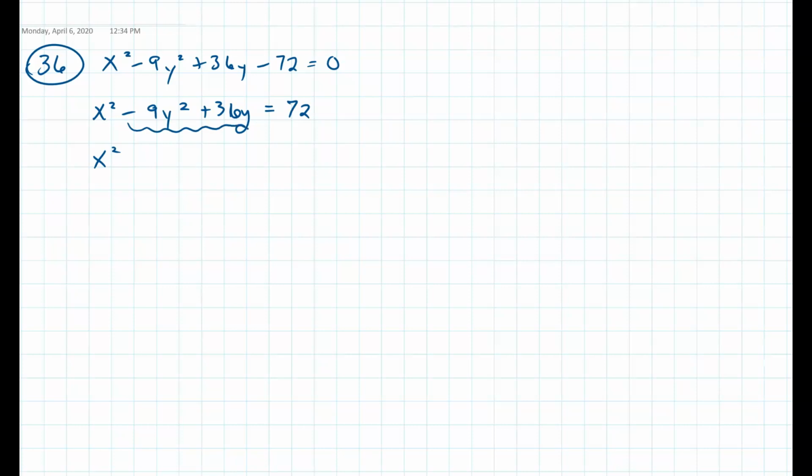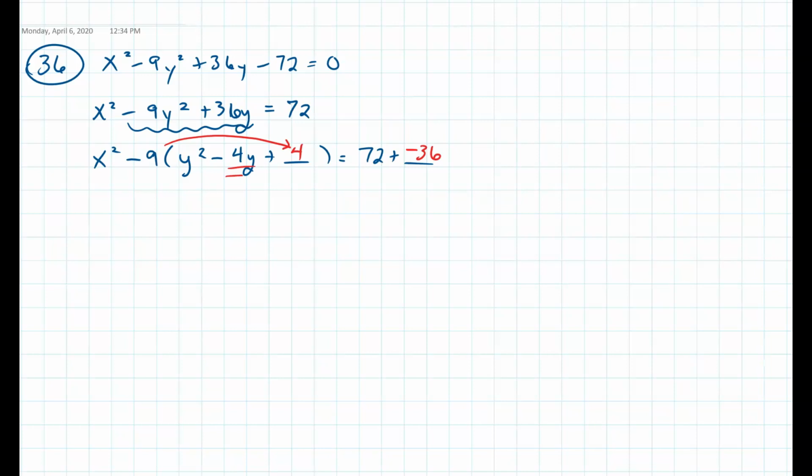But now I need to specifically look at my y. I need a positive 1 in front of the y squared, so I factor out a negative 9 with my y terms. So that gives us y squared minus 4y. We're going to go 72 plus blank. So then we are going to do completing the square inside the parentheses. We take a negative 4, divide by 2, and that gives us a negative 2. Negative 2 squared is 4. We multiply the negative 9 to the positive 4, and that gives us a negative 36. So that is what I actually add to the other side, so negative 36.